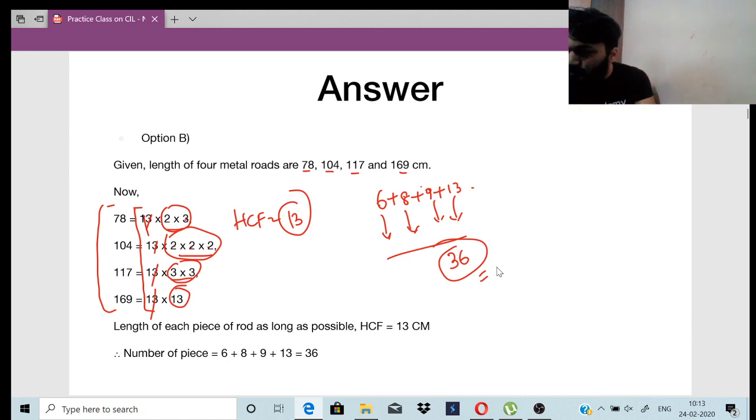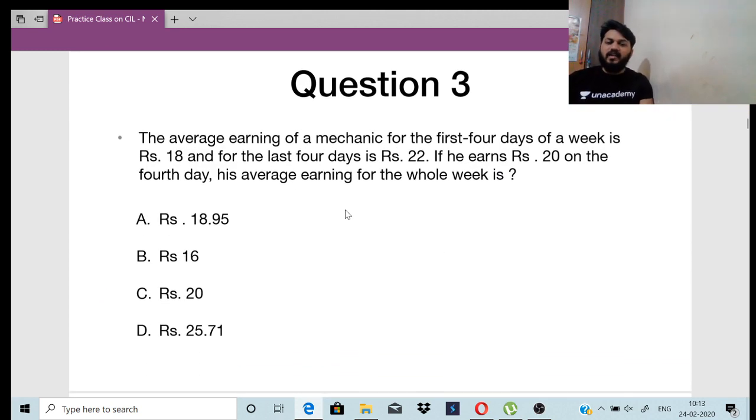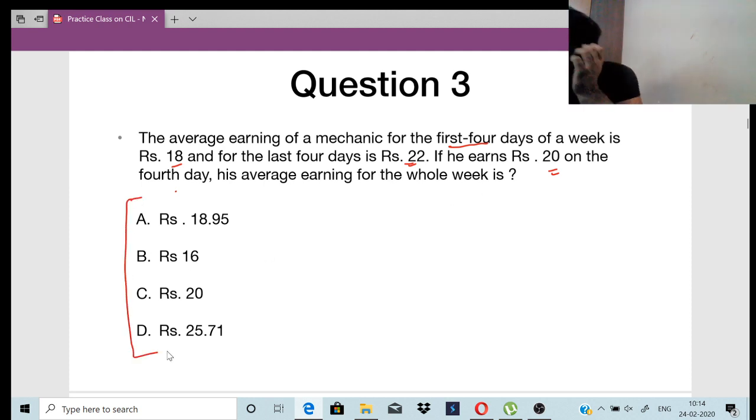The average earning of a mechanic for the first 4 days of a week is rupees 18, and for the last 4 days is rupees 22. If he earns rupees 20 on the fourth day, his average earning for the whole week is dash. What will be his average for the whole week?